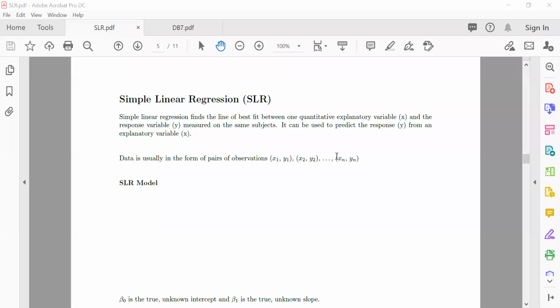Okay, in this lecture, let's continue to talk about simple linear regression. So, the main focus of this handout is to study the relationship between two quantitative variables, x and y, right? So the first step, we are going to collect data, and data is usually in the form of pairs of observations x1, y1 to xn, yn.